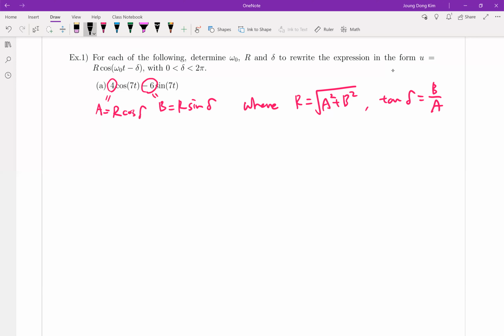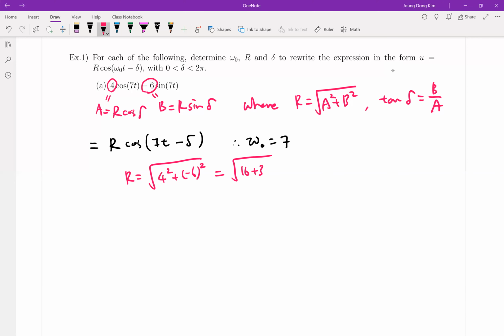Whenever you define it this way, this will be r cosine of 7t minus delta. Definitely your omega 0 is equal to 7. Once you find r and delta, we can plug them in here. Your r is equal to the square root of a squared plus b squared, which is equal to the square root of 1636.